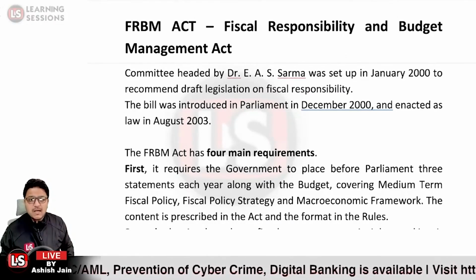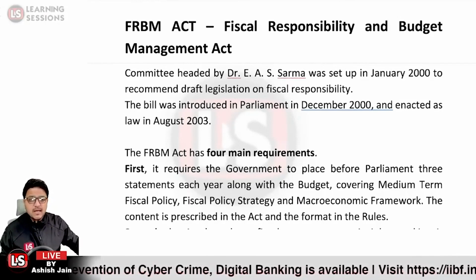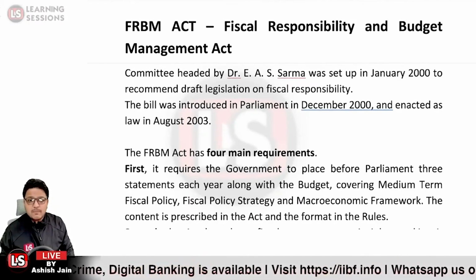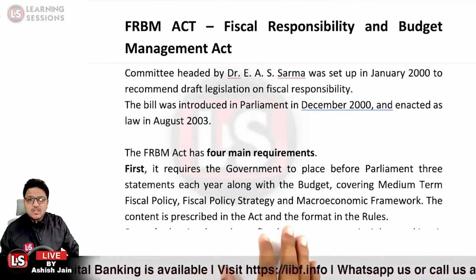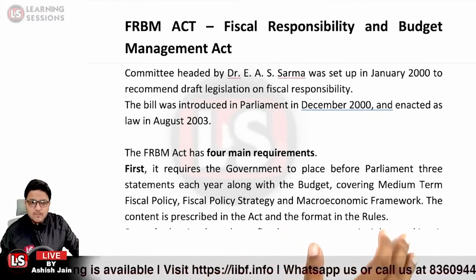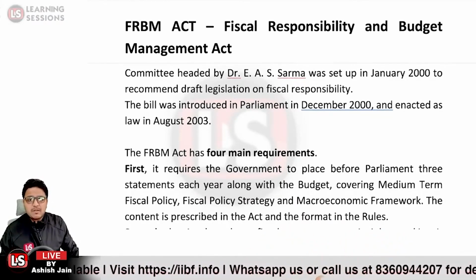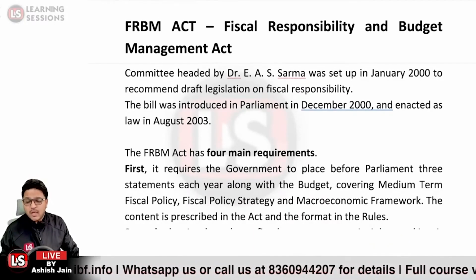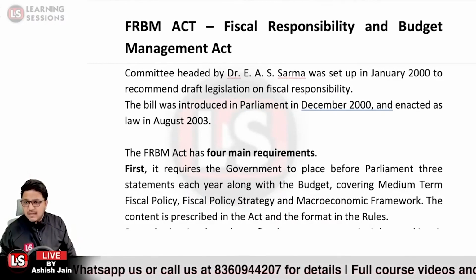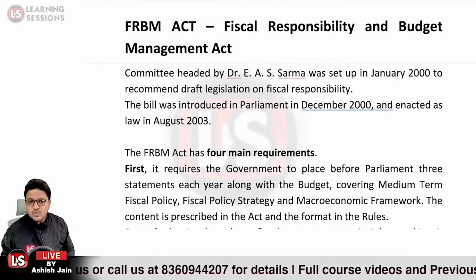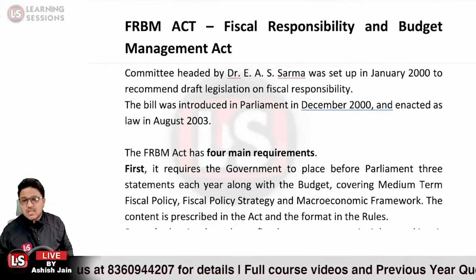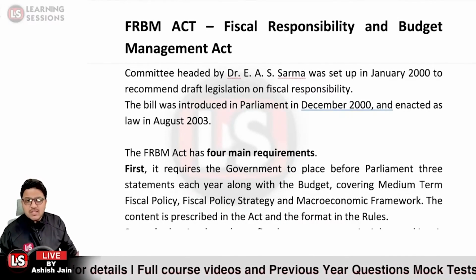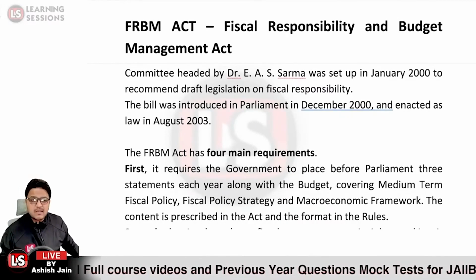Let me iterate these again. These are the medium term fiscal policy, the fiscal policy strategy, and the macroeconomic framework. The content is prescribed in the Act, and the formats are given in the rules. The rules are associated with it, so each and everything is covered: what would be the format and the different contents related to it. Each and everything is covered in the FRBM Act itself.